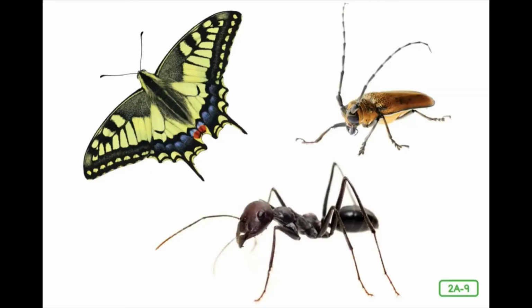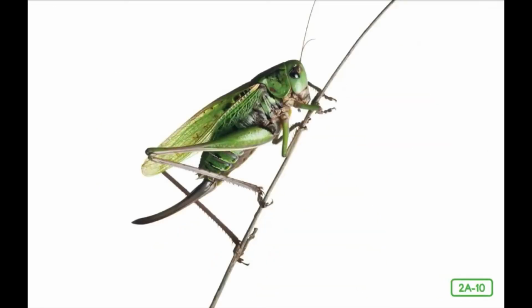So now you've seen insect eyes and mouths. What else do you see on the head of these insects? Yes, those long feelers. Those are the insect's antennae, their most important sense organs. Insect antennae come in a variety of shapes and sizes and help insects learn more about their surroundings.